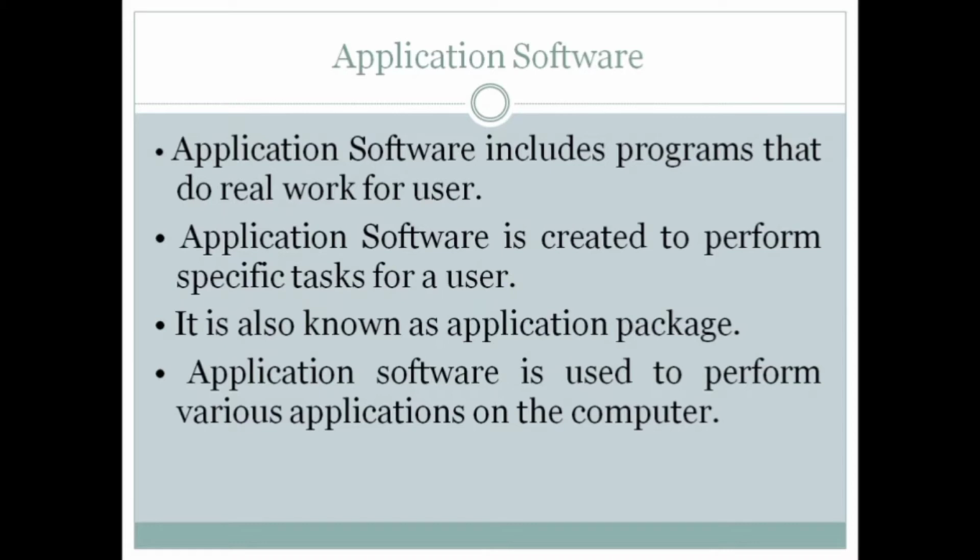Application software includes programs that do real work for the user. Basically, application softwares are programs that are specifically designed for the user. These are user-friendly software, meaning the user can solve or fulfill their needs by using these application softwares. Application software is created to perform a specific task for the user. It is also known as an application package. Application software is used to perform various applications on the computer.